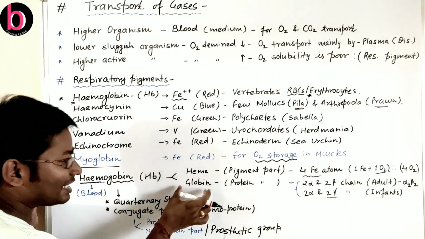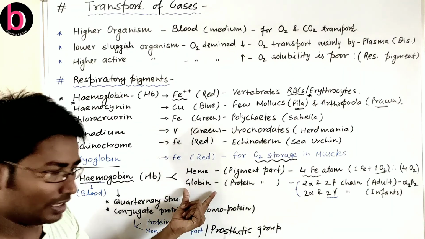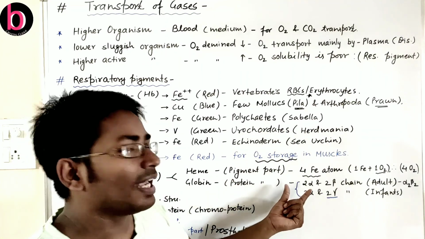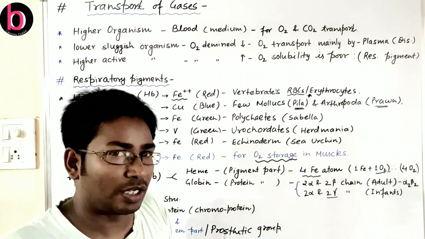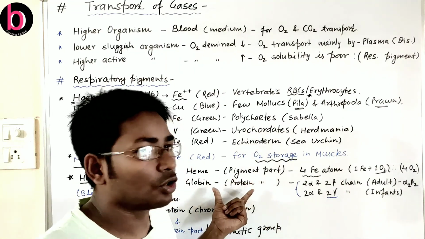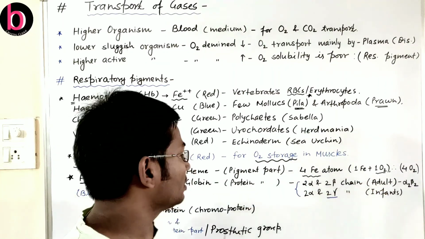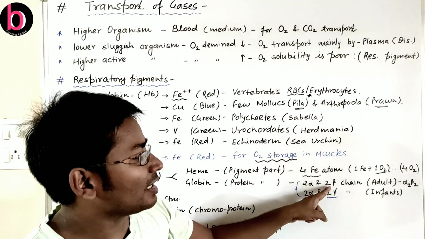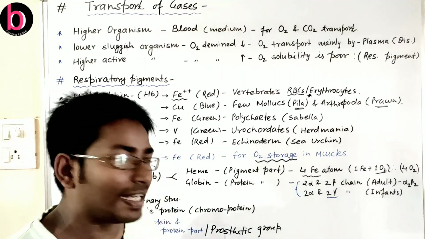Now second, that is the protein part. This is the protein part of hemoglobin, and this is known as globin. So globin is a globular protein. This is again on the basis of shape. Protein may be fibrous, protein may be globular. So this is globular, that is spherical protein. In the case of an adult person, this globin is made by 2 alpha chains and 2 beta chains.